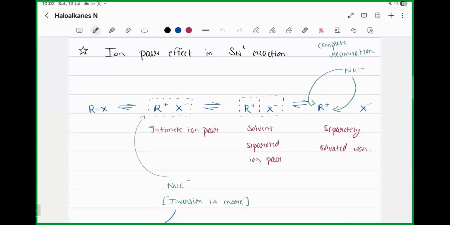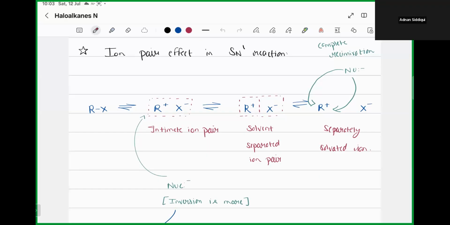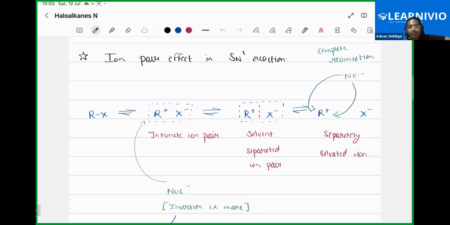In reaction, what we generally think is that there will be 50% inversion and 50% retention. Although in most books they have mentioned 50% retention and 50% inversion, in actual experiments in labs, it is not the case. In labs, while we are doing experiments, what we usually observe is that inversion is slightly more. And the reason is this ion pair effect.